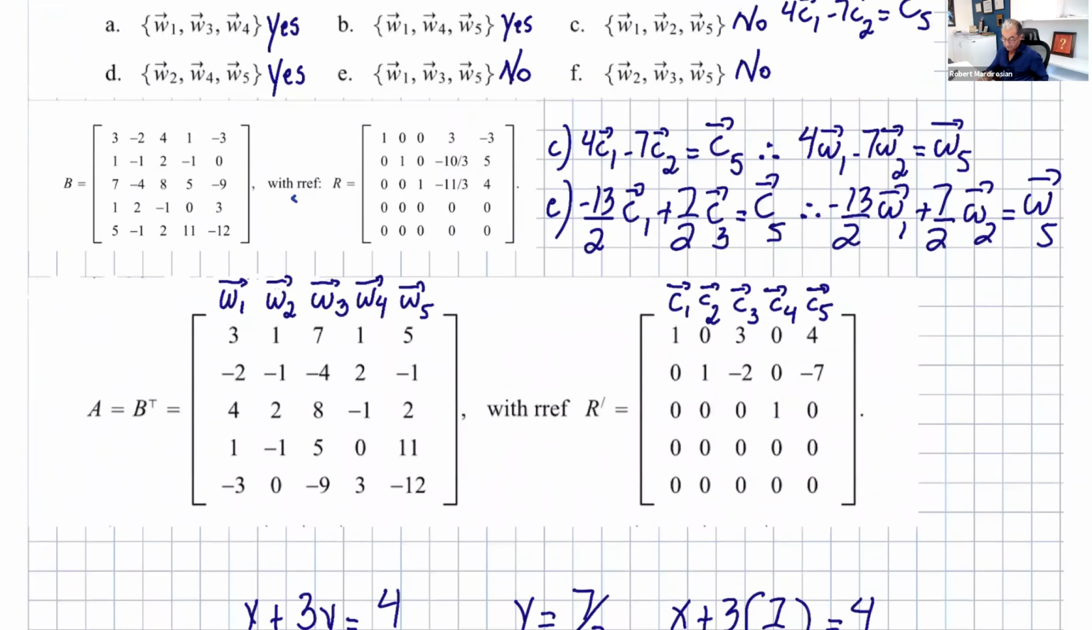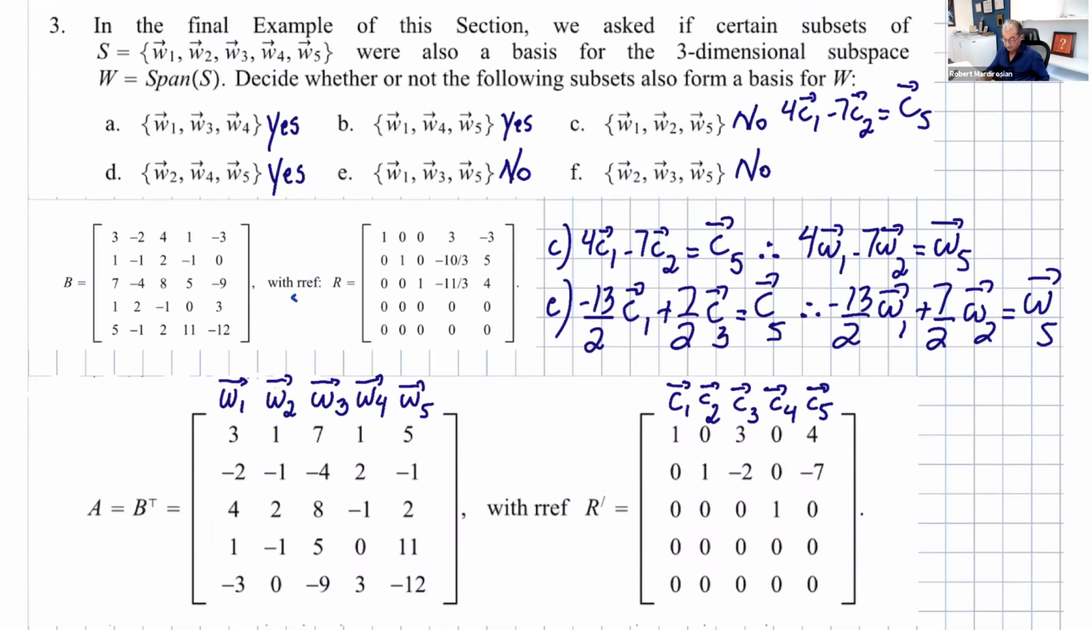Here I wrote it: negative 13 over 2 C1 plus 7 over 2 C3 equals C5. Therefore, we can write negative 13 over 2 W1 plus 7 over 2 times W3 gives you W5. These vectors are not independent, therefore they cannot form a basis.